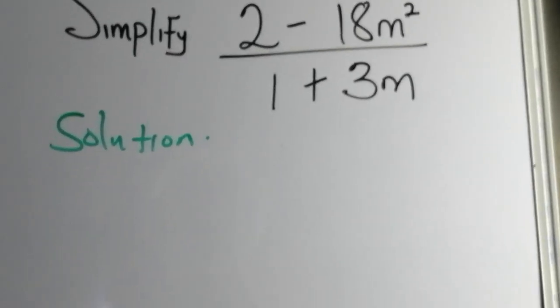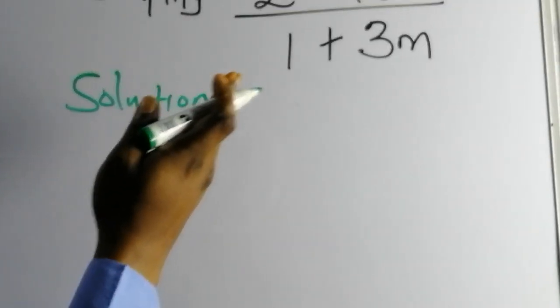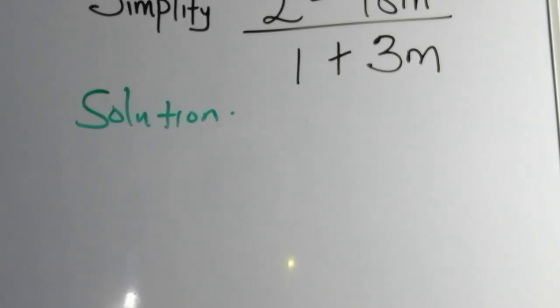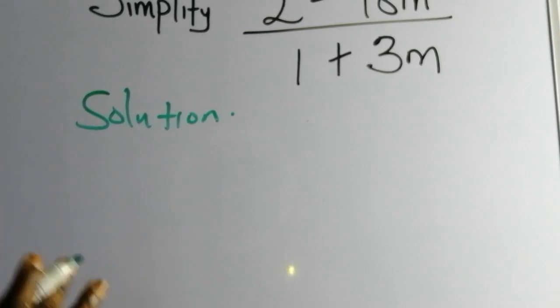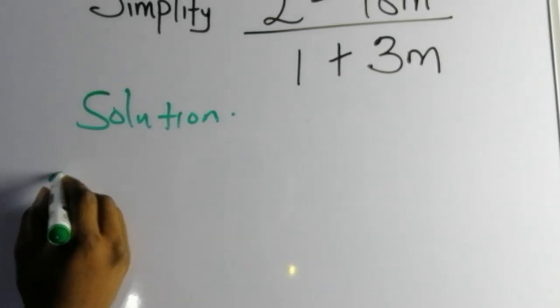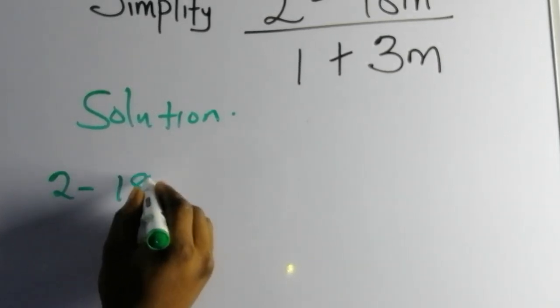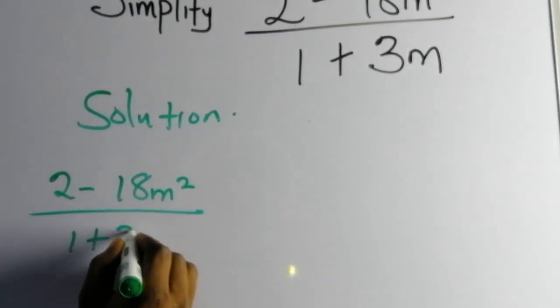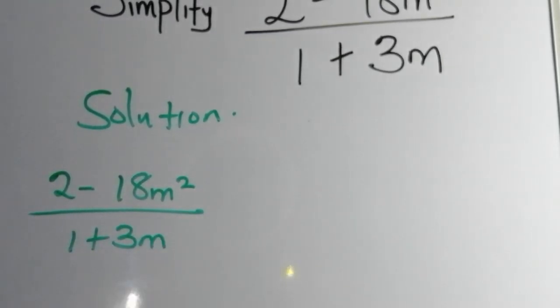So for the solution, it's 1999, question 22. They said we should simplify: 2 minus 18m square over 1 plus 3m. Simplify means break it down to the lowest. The question you need to ask yourself is, what do you need to do to be able to simplify this?